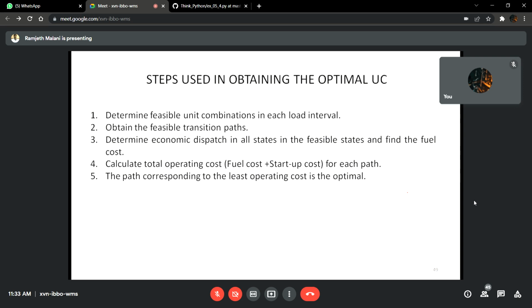The technique has these many steps. We will determine the feasible combinations, dispatch them, and we will find out the startup cost and fuel cost at all the routes and nodes in the path, and then we will select one optimal unit commitment schedule or one optimal path. This is similar to the shortest path algorithm you would have studied in your data structures.